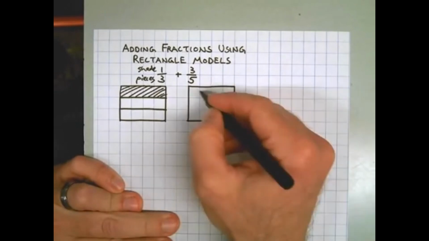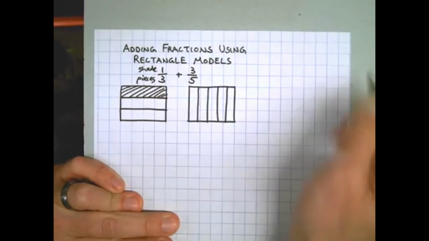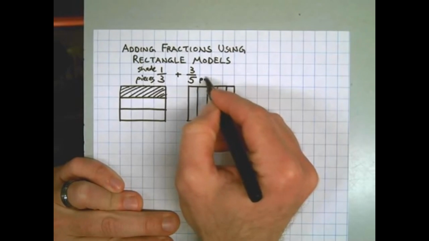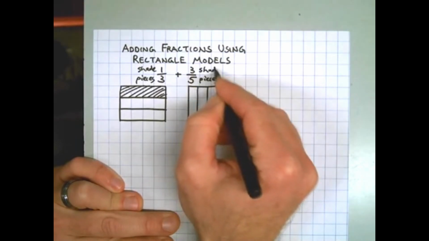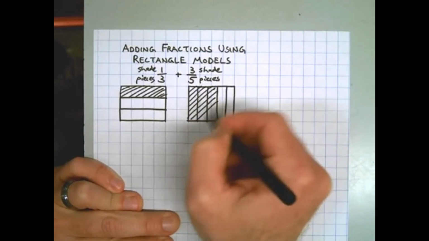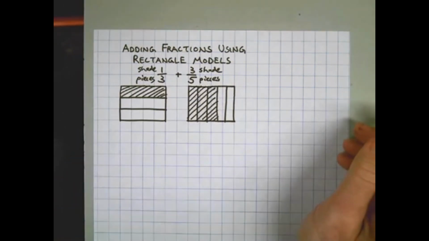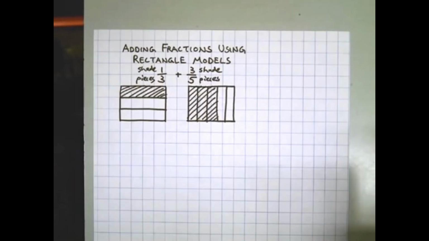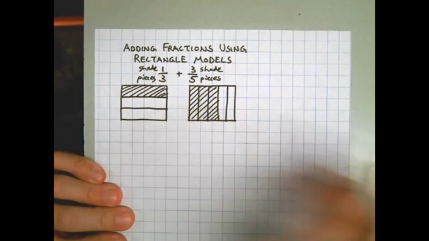Okay, the second fraction, let's make vertical lines. We've got 5 pieces. Don't worry, I won't do this every time. And we're going to shade 3 of them. This just gives us a visual representation of what's going on here. And it's important that the rectangles are the same size, so we know that the whole is the same thing. It makes it just easier visually. Okay, so I have 1/3, I have 3/5.